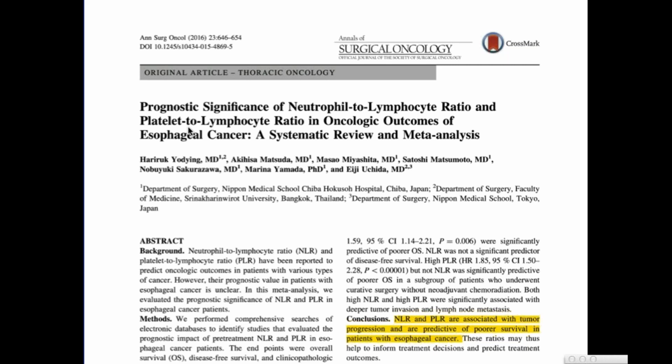And also, to its own benefit, it will increase the level of platelets, because platelets have all kinds of growth factors. They carry a lot of growth factors, so the tumor will increase the platelets to its own benefit so it can grow faster.